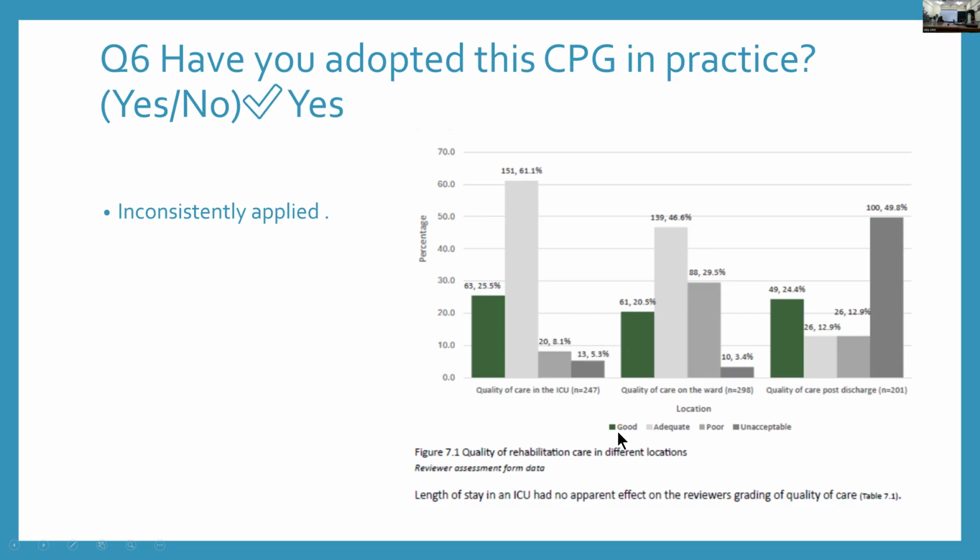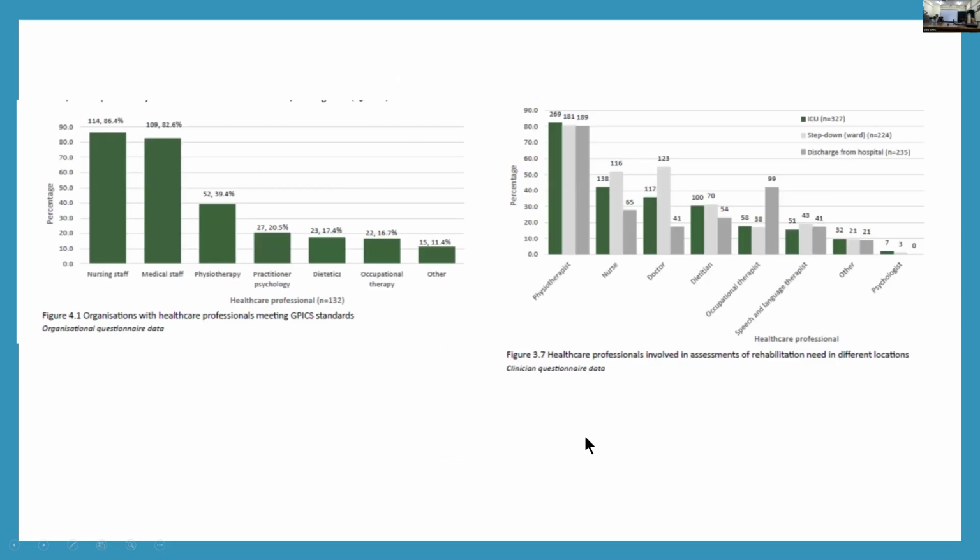So this is one of the parameters: quality of rehabilitation care in different centers. So they looked at ICU, ward, and post discharge. This is how they are given in a graph form. Based on ages, you can say yes or no. This is how they have given. They have looked at how many professionals were meeting the standards. They have looked at who are the professionals involved in the rehabilitative care, and they have given detailed data for the same.